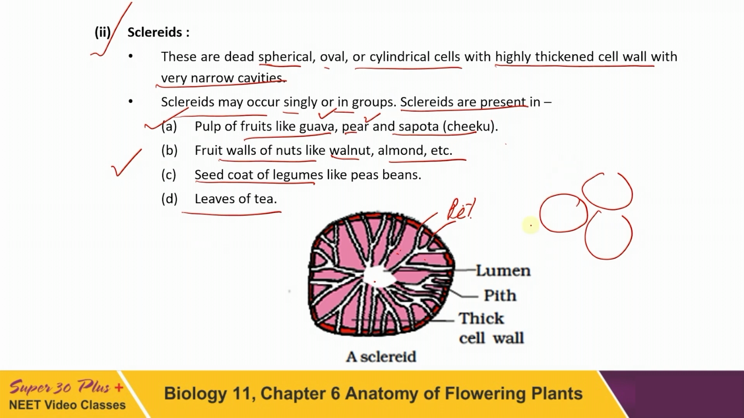That grittiness is because of stone cells. Stone cells may be single or in groups. These are the dead ones, and they have the pits. A small lumen is left, and the pits are there, with thick cell wall having lignin deposition. Is it right? In the same way, in nuts like walnut, almond, and in the seed coat of legumes, and the tea leaves, these have the cells called sclereids.